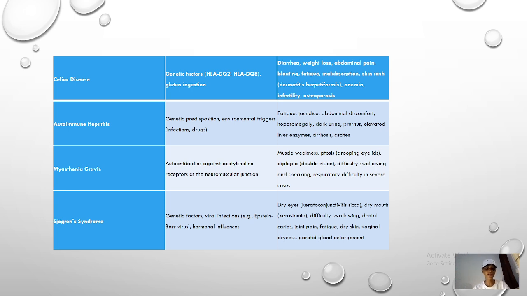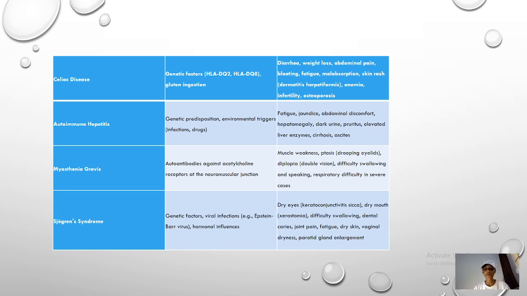Here we go with the second. The second is celiac disease, where the cause is genetic factors and the clinical manifestations are diarrhea, weight loss, abdominal pain, bloating, fatigue, malabsorption, and skin rash. The third is autoimmune hepatitis, where the cause is genetic predisposition and environmental triggers, and the clinical manifestation is fatigue, jaundice, and abdominal discomfort.